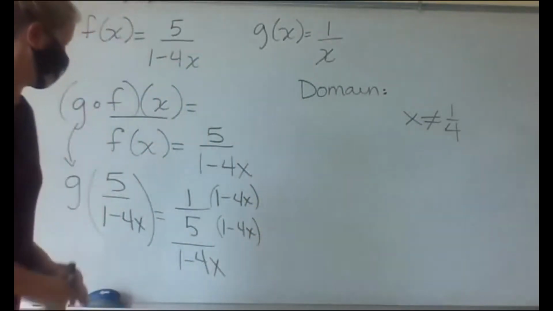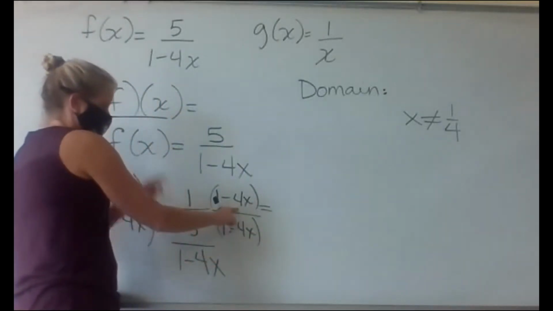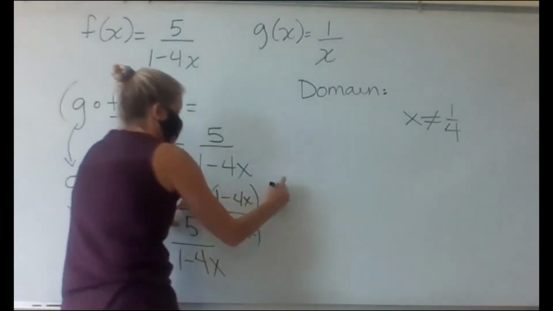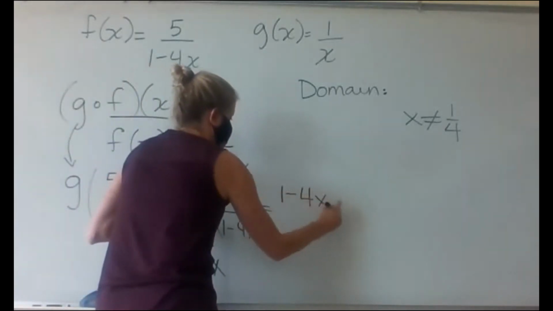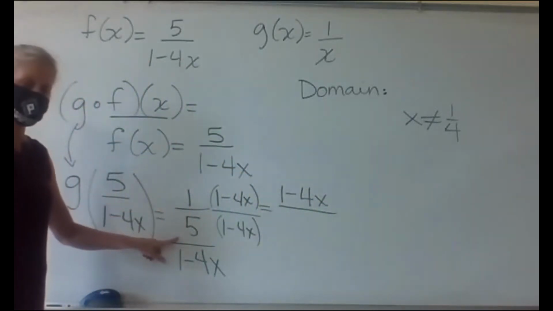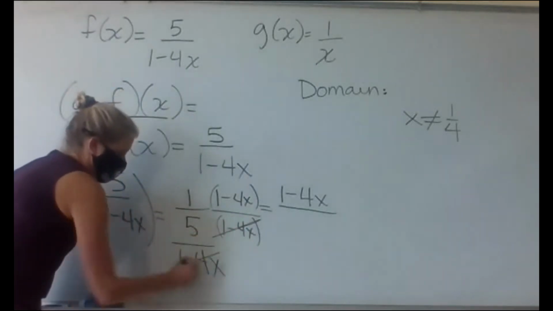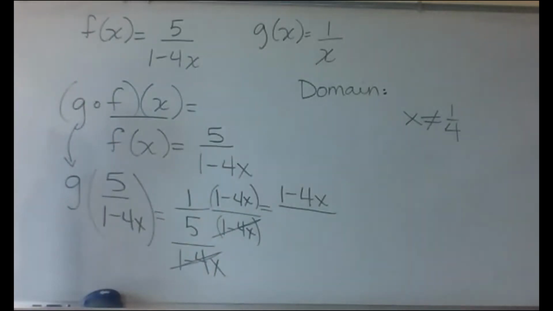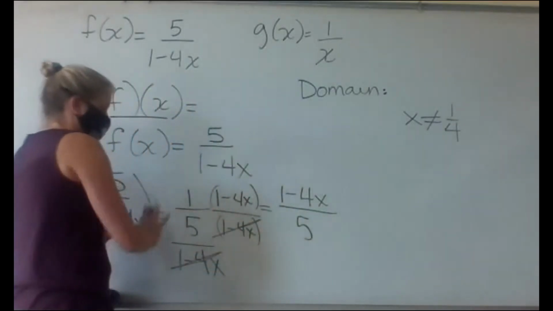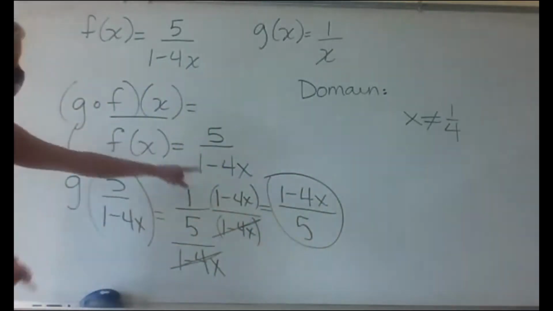So let's see what that gives me. Up top, 1 times anything is just itself, right? So this 1 times 1 minus 4x just gives me 1 minus 4x. Look what happens in the bottom, though. This is what's nice. This is why you do it. 1 minus 4x cancels out 1 minus 4x. So what's the only thing left in this denominator? Just a 5. So you're actually done with the composition. There's the answer to g of f of x.